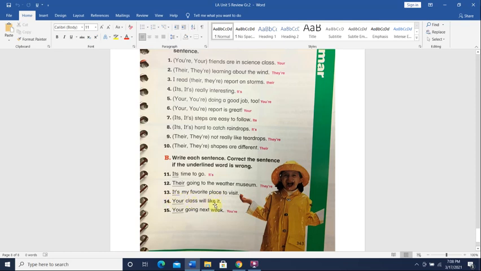Your class will like it. The class that belongs to you. No, it's correct. Your going next week. You are going next week. We will use the one with the contraction because there's a verb after it. Okay, there's not a noun. If there's a verb, you choose the one with the apostrophe. If it's a noun, you choose the possessive. Okay, and those were the last 2 pages for the Unit 5 review.